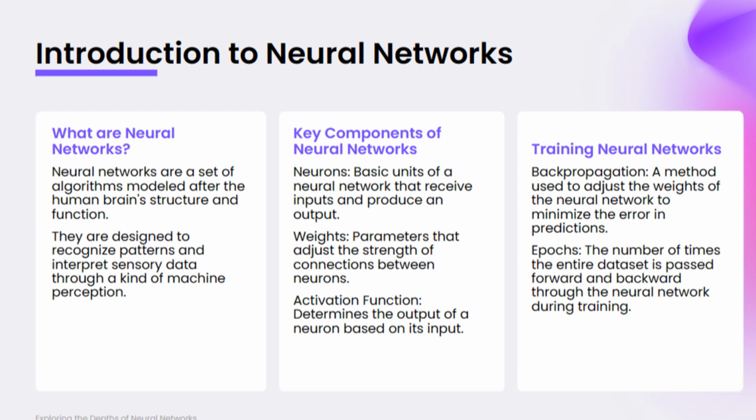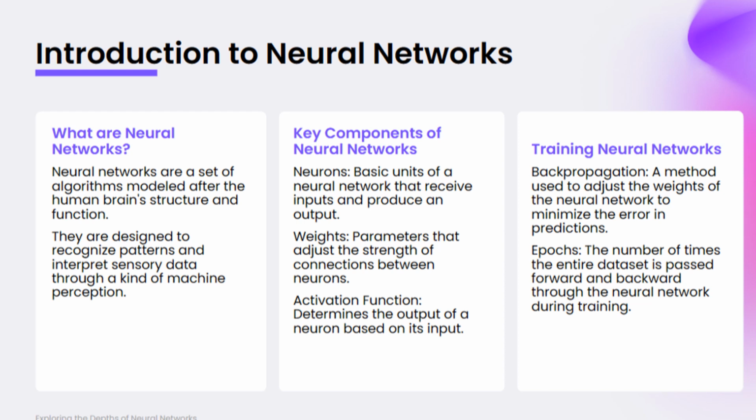Now let's learn how neural networks are trained. The first concept you will need to know in training neural networks is something that we call backpropagation, which is a method used to adjust the weights of the neural network to minimize the error in predictions. So basically what backpropagation is saying is, oh wait a minute, I want to minimize errors. I want it to be as factual, as correct as possible. So that's where backpropagation comes in.